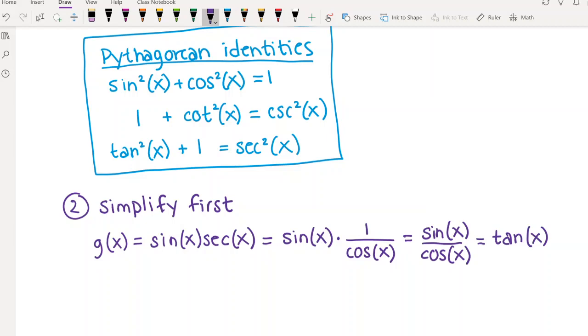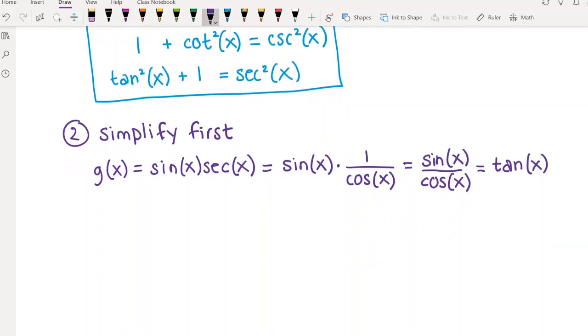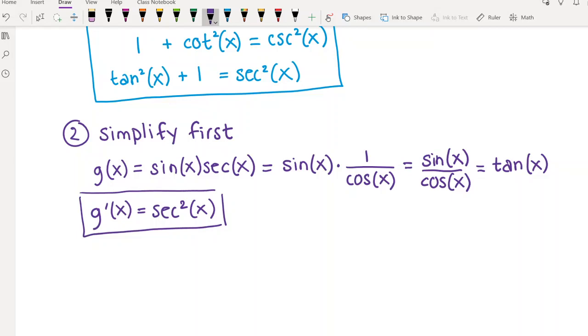It just looked different. And now that we know that our function is tangent, we know that the derivative of tangent is just secant squared of x. So we got the same thing either way, but hopefully you agree that the second way was a lot faster.